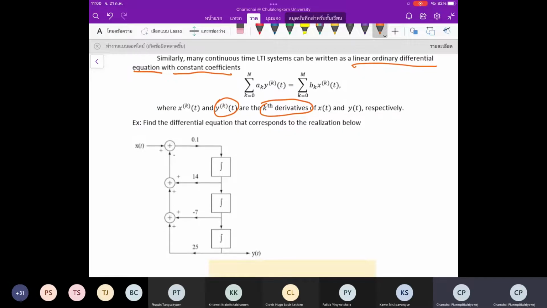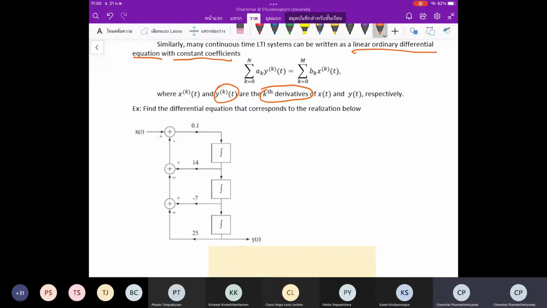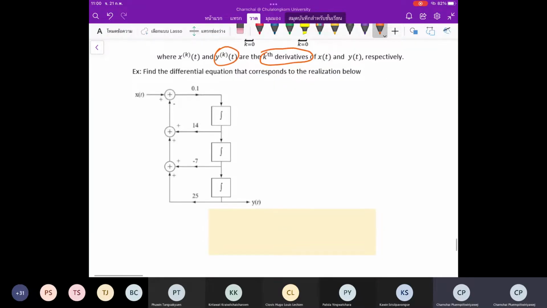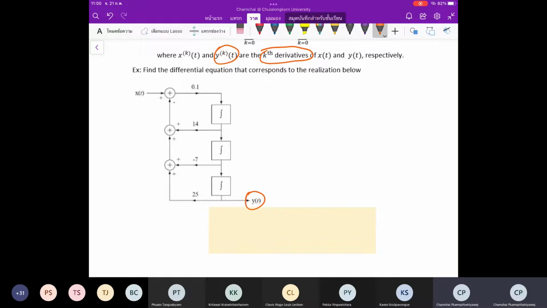For example, suppose we give you this diagram, what is the differential equation that corresponds to this realization? Well, we're going to do this differently. This y comes down because here you do integration. So the top here will be y prime, this one here will be y double prime, and this one here will be y triple prime t.